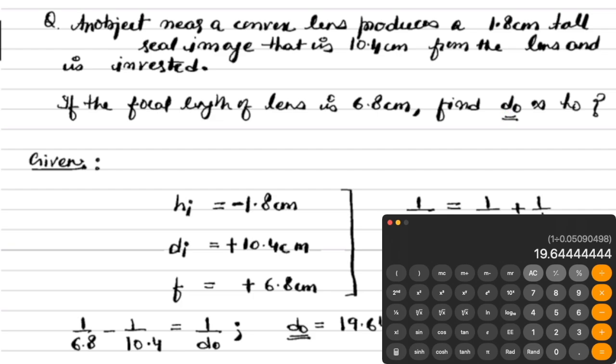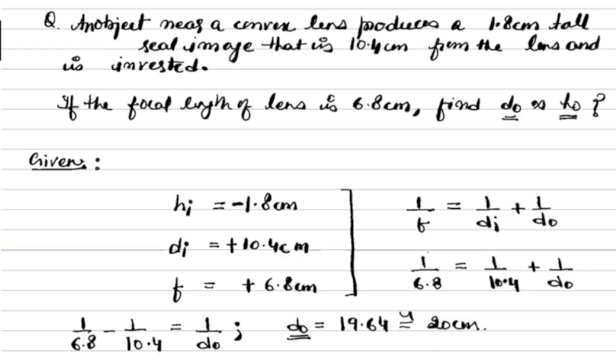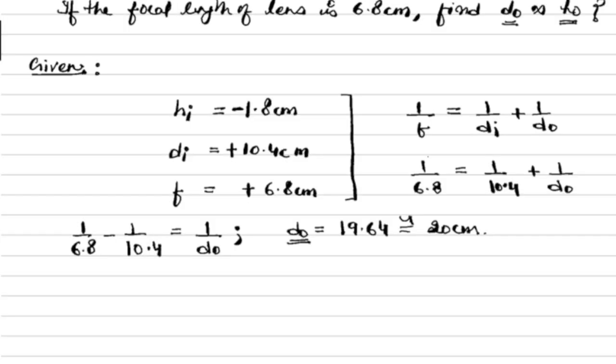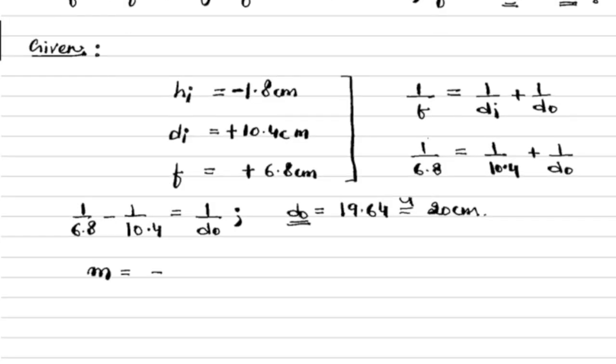Now, what is the second point? They are also asking about the height of the object. When they are asking about this, we need to go for the magnification. If we are able to calculate what the magnification is, then it is easy stuff, as we did in the previous questions also. So I'll be finding magnification, that is minus di divided by do. So minus di is 10.4, and my do is 20, or I will carry these values and take it as decimal, 19.64.